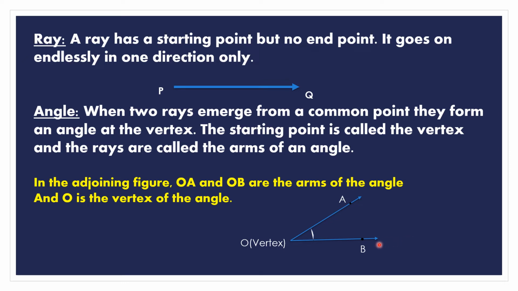So if I want to name it, I'll say that O is the vertex and OA and OB are the arms of the angle AOB. Remember to always keep the vertex in the middle while writing the name of an angle.